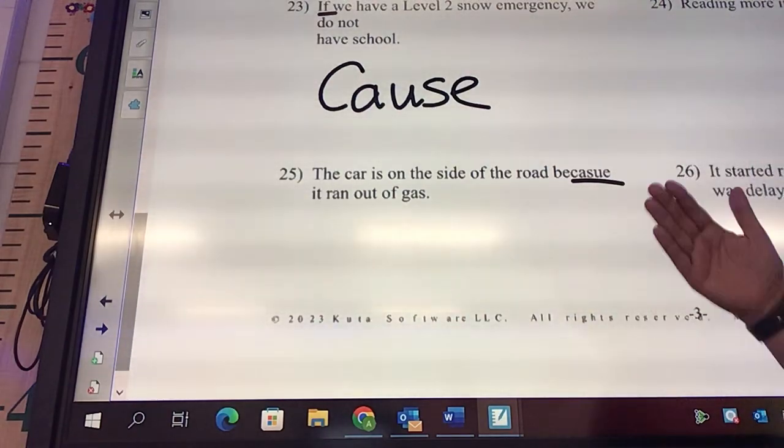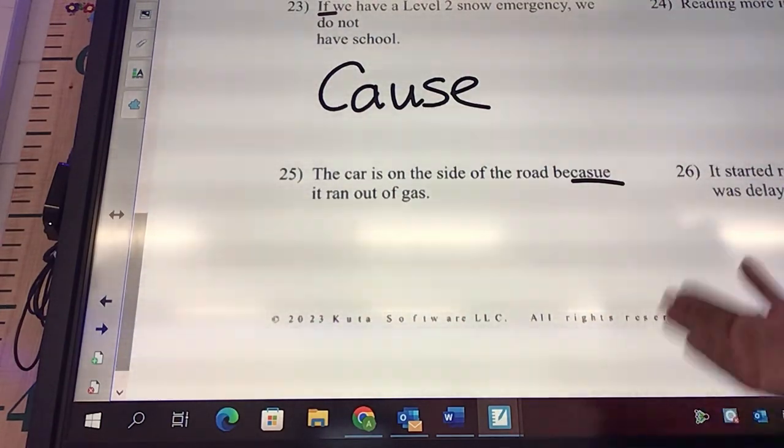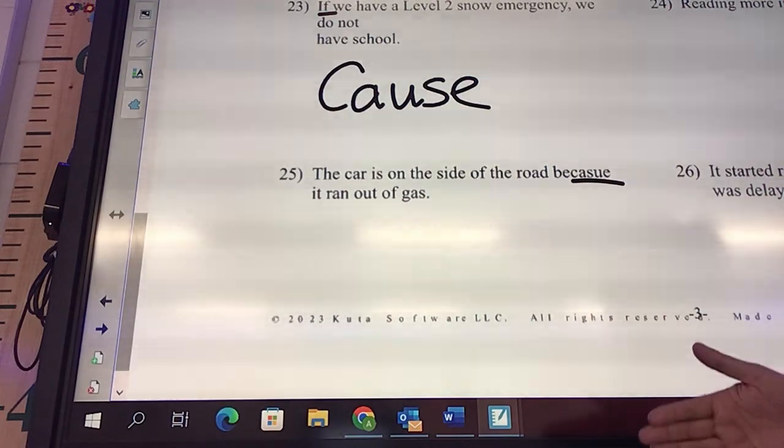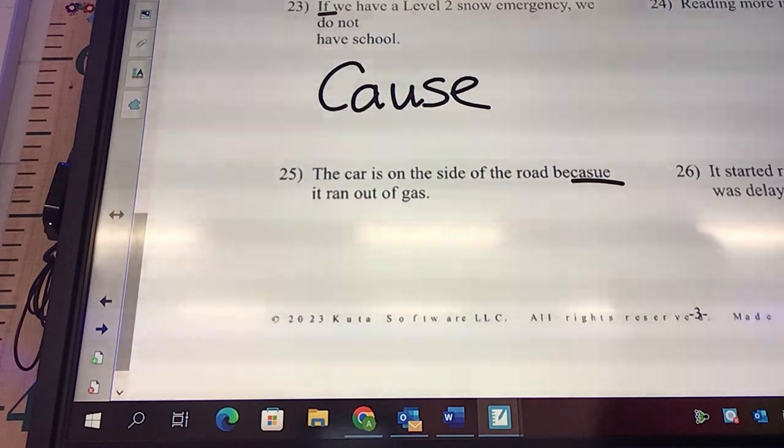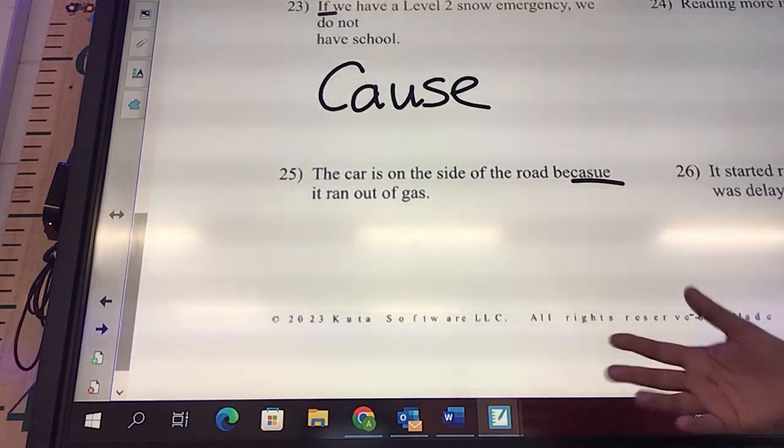So maybe that is why my car is on the side of the road. Is that the only possibility? Is that the only reason your car is on the side of the road ever? Because you ran out of gas? Not necessarily. Maybe I have a flat tire. Maybe my engine blew. Maybe I ran over a child. Okay? Or not a child, a deer. Sorry.